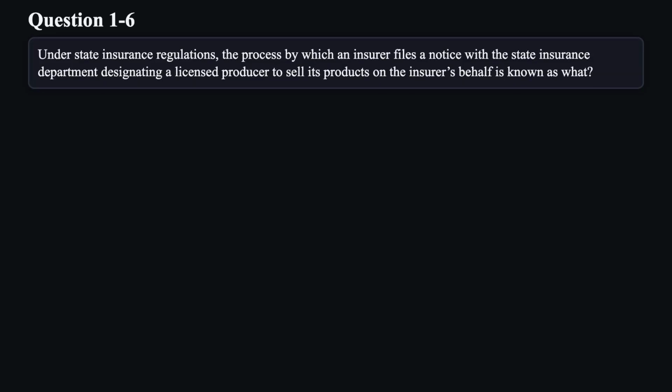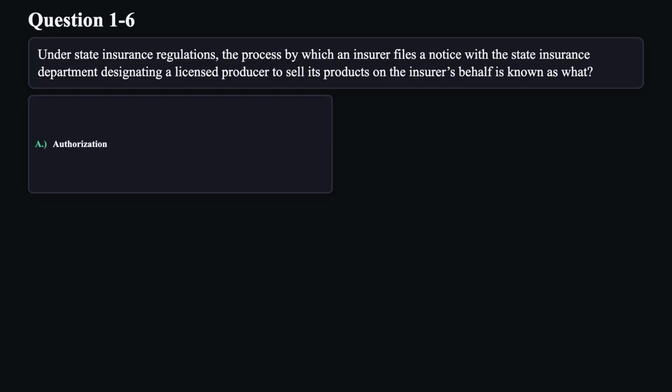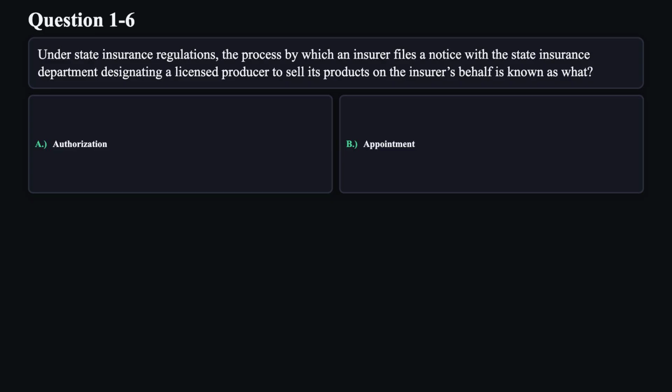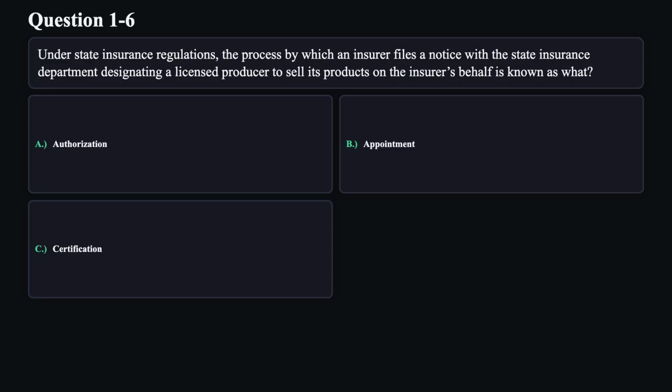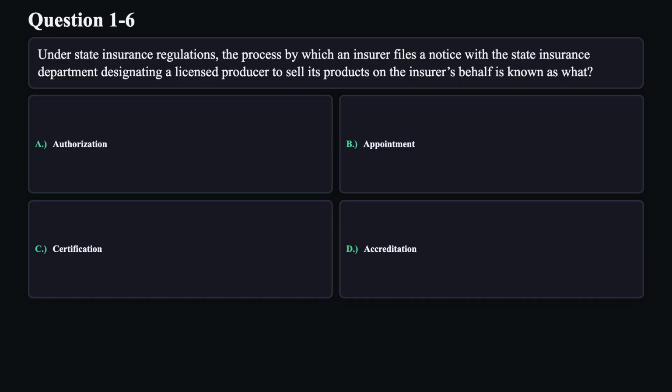Question 6. Under state insurance regulations, the process by which an insurer files a notice with the state insurance department designating a licensed producer to sell its products on the insurer's behalf is known as what? A. Authorization. B. Appointment. C. Certification. D. Accreditation.